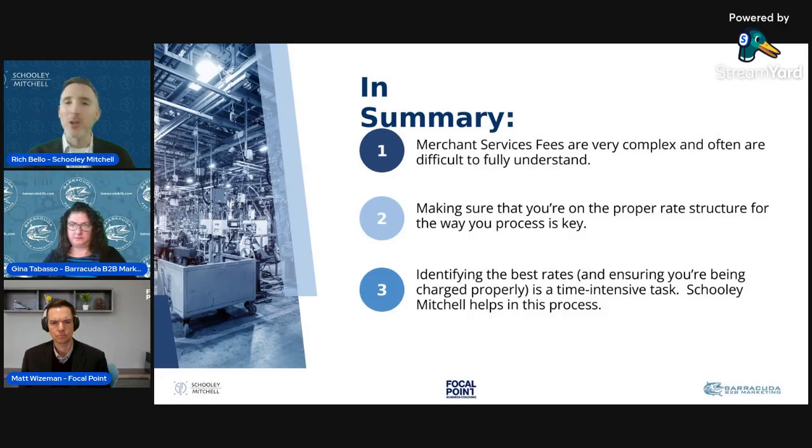The rate structure that you're on for your particular business is what matters the most, because it could be a great rate structure for a brick and mortar that's taking all payments with card present. But if you're not doing that, then it's probably not the right rate structure for you. And then the last point here, just again, harping on the fact that this stuff does take a lot of time to get right. And it's something that we offer on behalf of our clients so they don't have to worry about doing it.